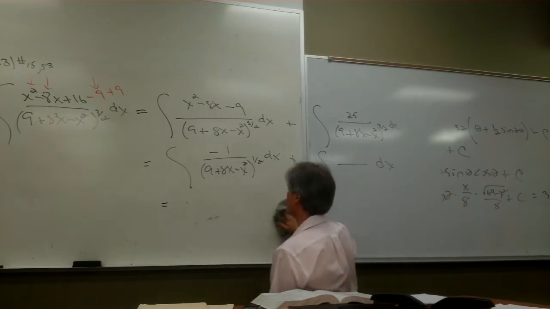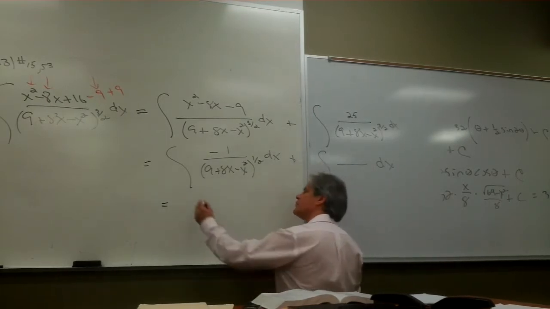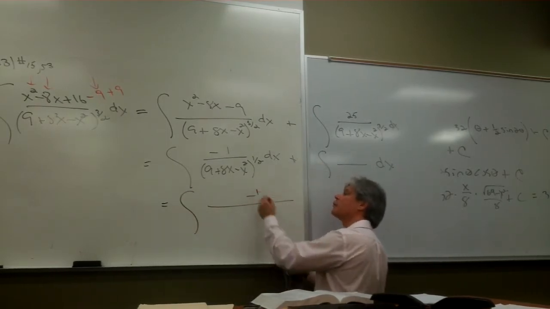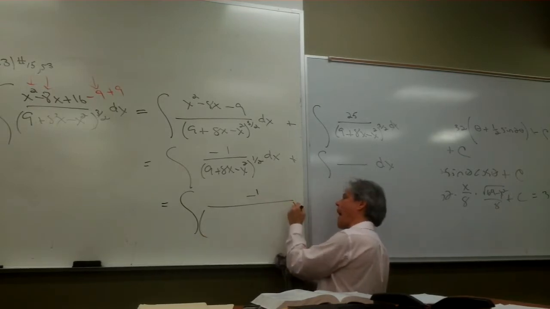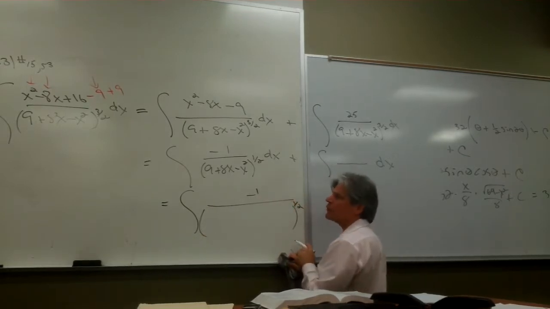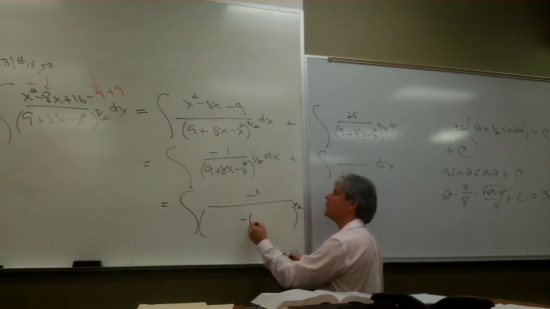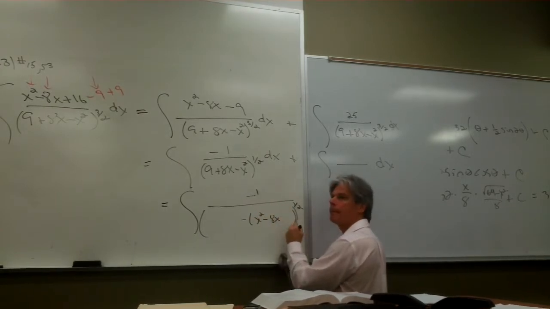Let me get rid of all this garbage. And in the denominator's position, underneath the square root symbol, let me think of these three terms as the opposite of an x squared minus 8x. I'll stop. Yes?